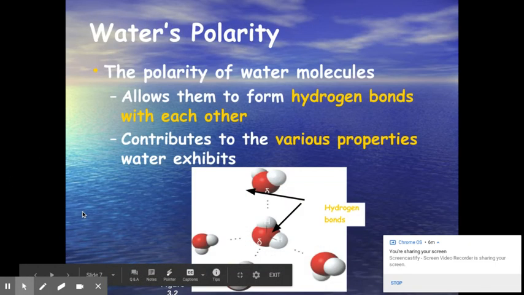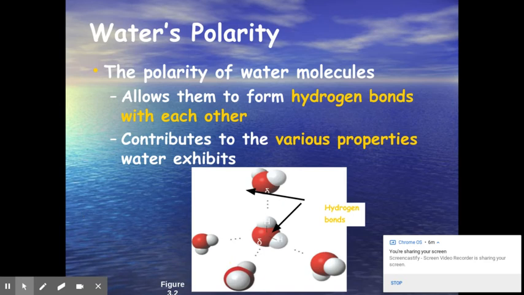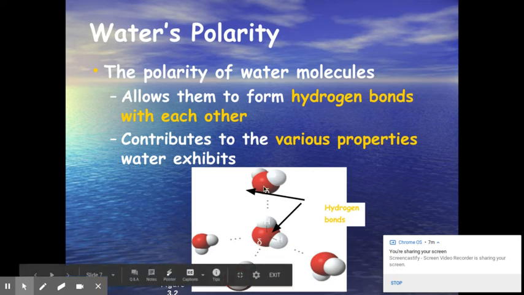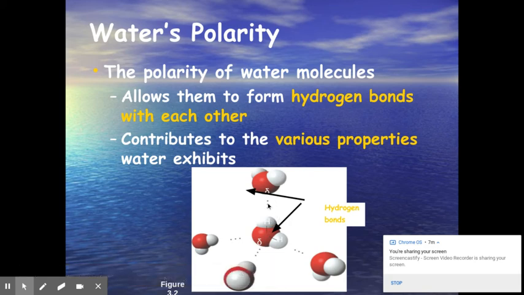All right, so water's polarity allows water molecules to form what we call a hydrogen bond. These dotted lines right in here are a hydrogen bond. Notice it's between the oxygen of one water molecule and the hydrogen of another. Those dotted lines are what we always use to represent a hydrogen bond. It just shows it's a weak attraction between those water molecules. Opposites attract.